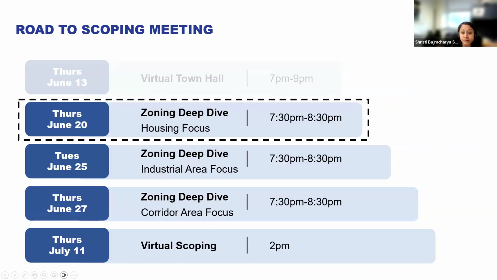Like we mentioned earlier, tonight's deep dive is part of a series. Next Tuesday, we'll take a closer look at the industrial areas of zoning in Jamaica along Liberty Avenue. And then next Thursday, we'll focus more on the corridors of the neighborhood. This will lead up to our scoping meeting on July 11th, which is an opportunity for the community to let us know what areas we should be studying for potential impacts. I will also talk more about these later in the presentation.